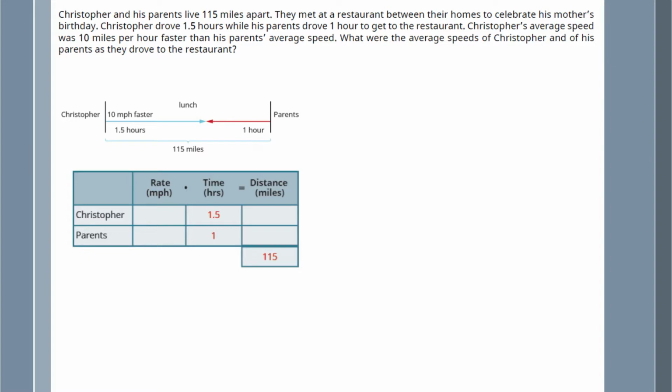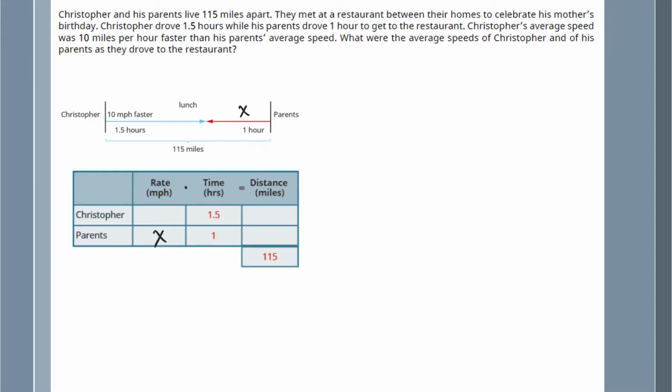So just like the last one, we set up a little chart. Some of that information is already filled in, but that's the information from the problem. He's traveling for 1.5 hours. They were traveling for 1 hour. They went a total distance of 115 miles. Christopher's parents' rate, we don't know anything about. We don't have any clue. So we're just going to use the variable x for that.